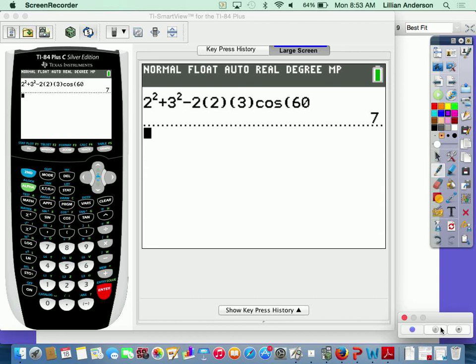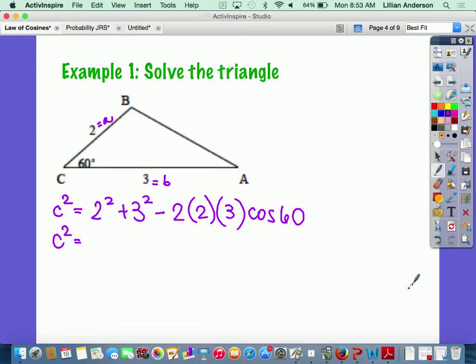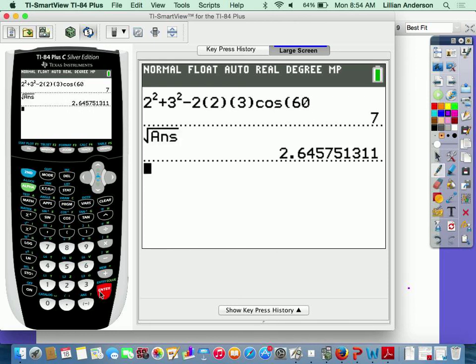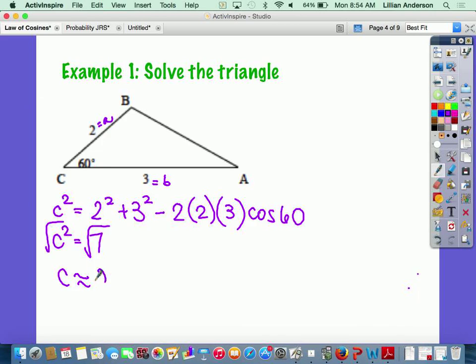So once you type it in, you get 7. So C squared equals 7. To find C, what would I need to do? Take the square root, okay? And for the sake of this class, we're going to round to 2 decimal places, okay? So when we take the square root of 7, what do we get? So 2.65. And that is side C.